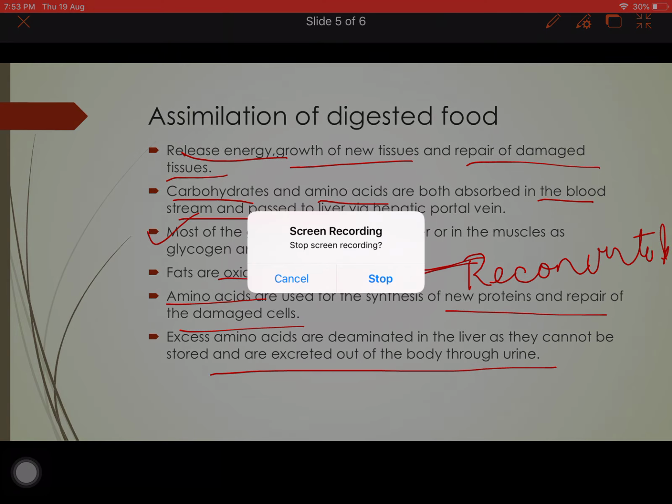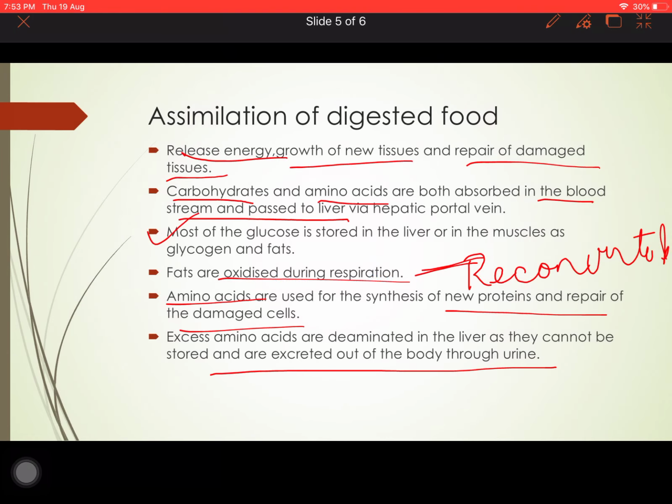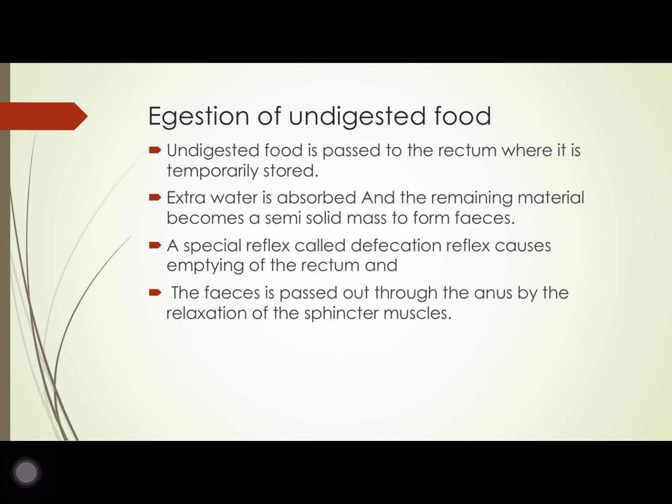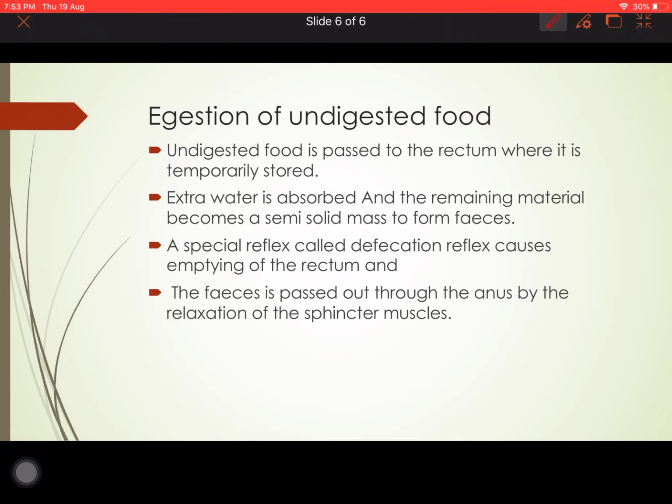Now next comes the last part, that is egestion. So what is egestion? The undigested food is passed to the rectum, where it is temporarily stored. Extra water is absorbed so that the remaining material becomes a semi-solid mass to form feces. Stool itself has another name, called feces.